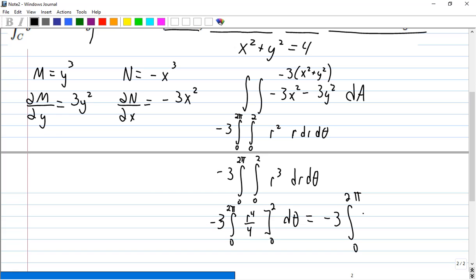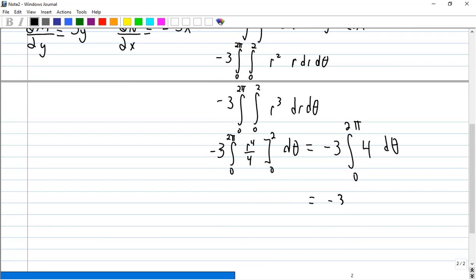That's just going to be 4, right? 16 divided by 4. 4 d theta. Alright, it's not too bad.